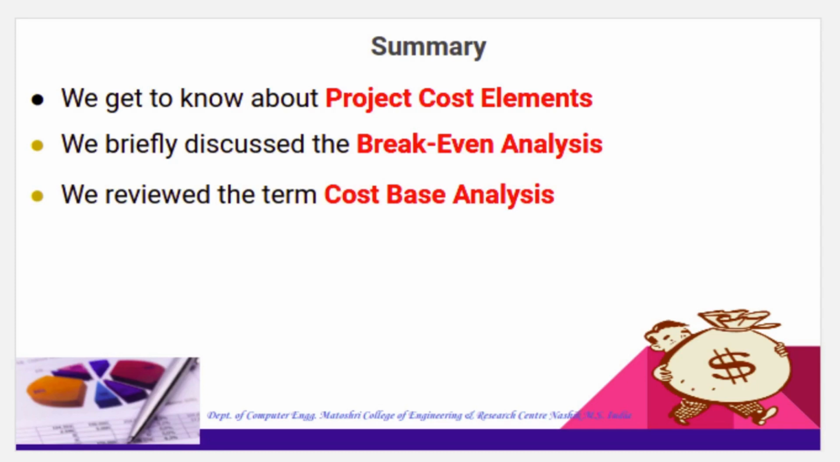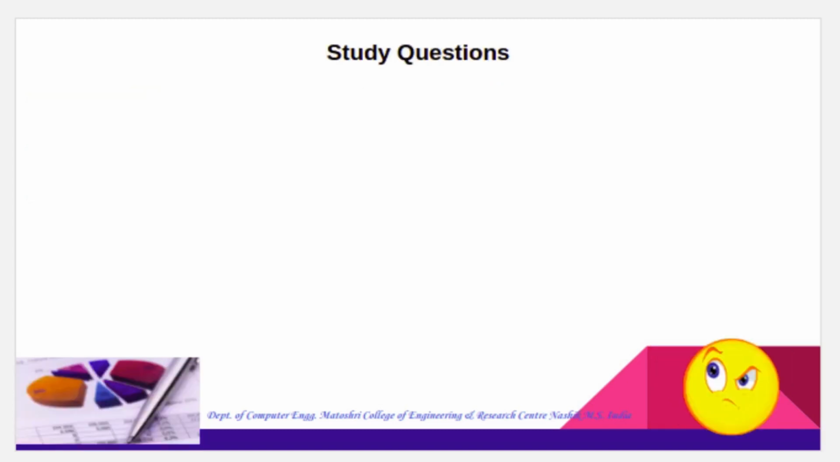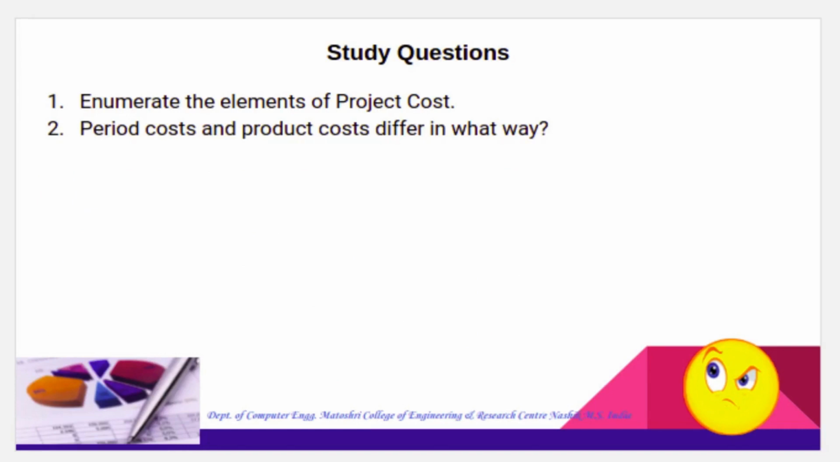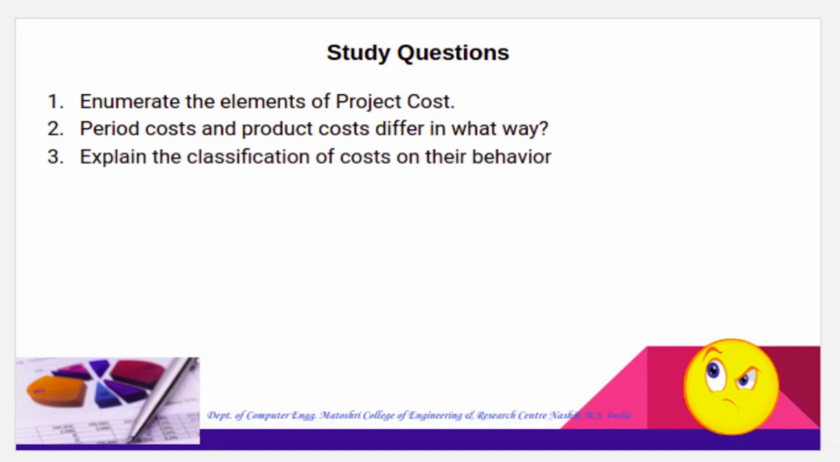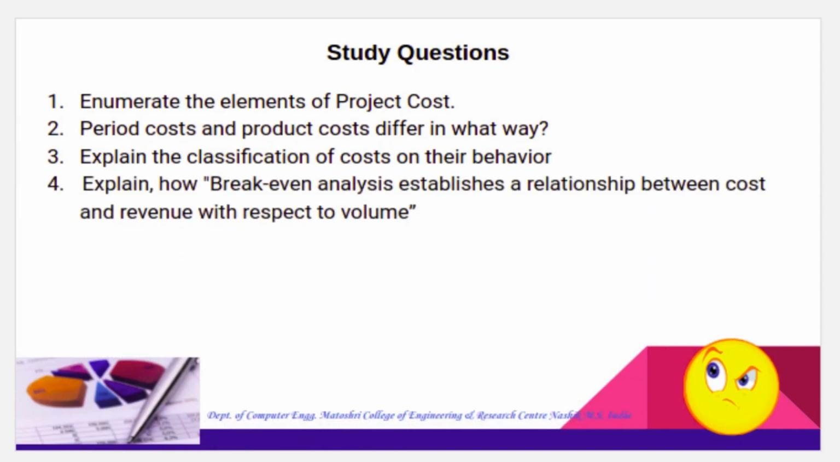So, based on today's session, let's see what the study questions are. First question is enumerate the elements of the project cost. Then, period cost and product cost differ in what way? Explain the classification of the cost on their behavior. And one last question, that is, explain how break-even analysis establishes a relationship between cost and revenue with respect to volume.